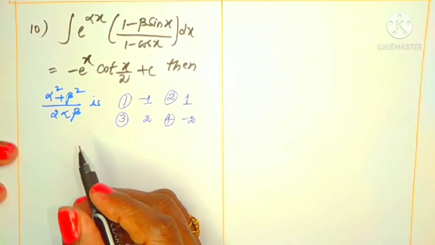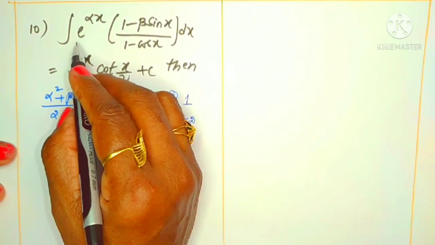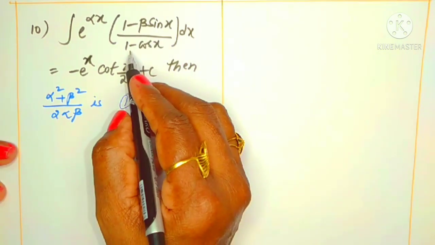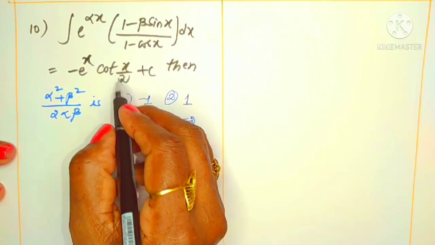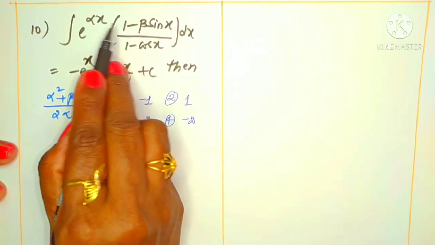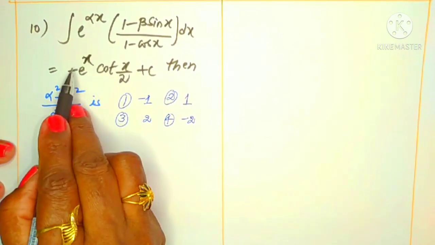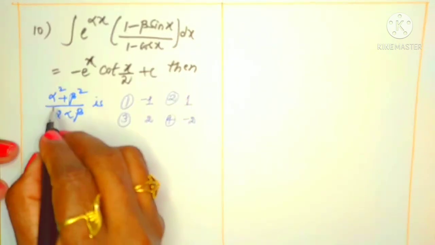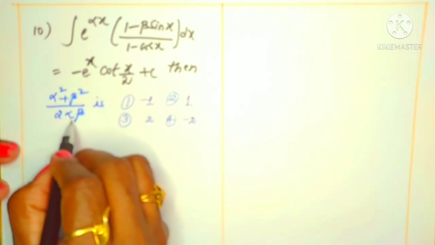Okay, the next question is the 10th question I have written here. Integral of e power alpha x of 1 minus beta sin x by 1 minus cos x is given as minus e power x cot x by 2. Then he is asking for the unknown values alpha and beta. You have to find them. How can you find them? We can find this integral and compare with the RHS. From that you can easily find alpha and beta. Then we have to find finally the resultant value of alpha square plus beta square by 2 alpha beta.